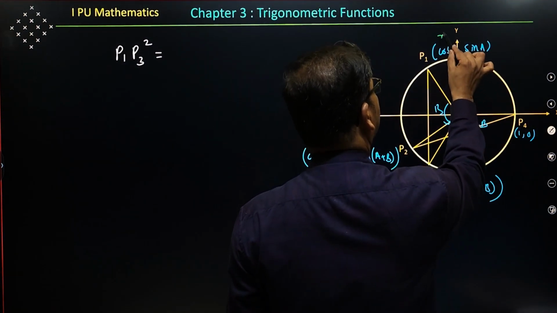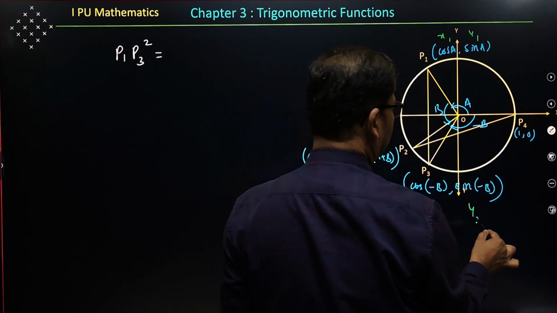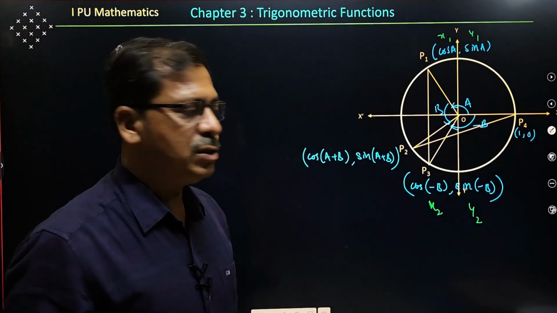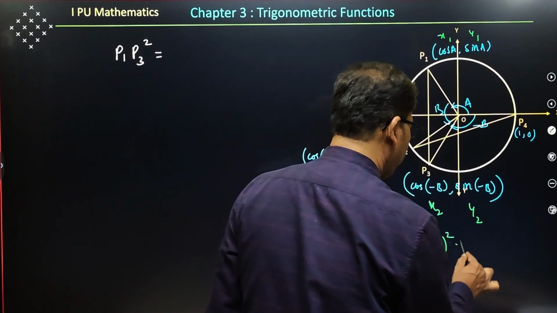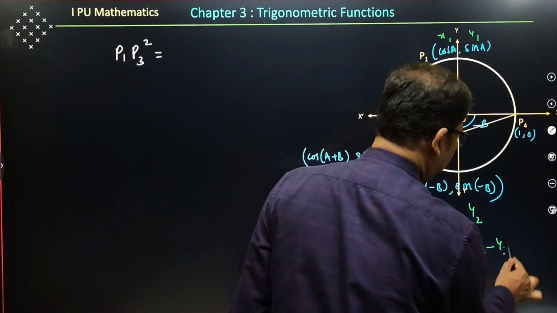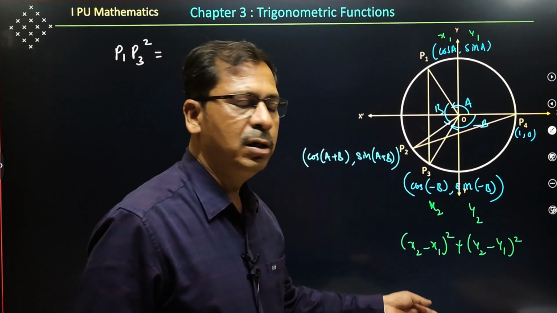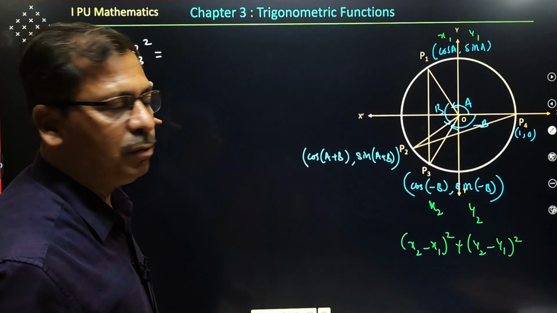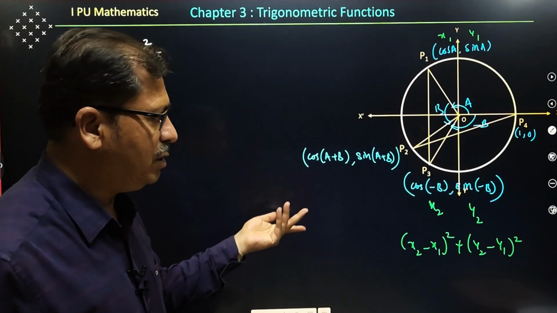P1 is x1 comma y1, and P3 I am writing as x2 comma y2. The distance formula is x2 minus x1 bracket square plus y2 minus y1 bracket square. I don't want to write the root here. Actually the root is there in the formula, but we have taken the square of that P1 P3 segment, so the square root vanishes here.